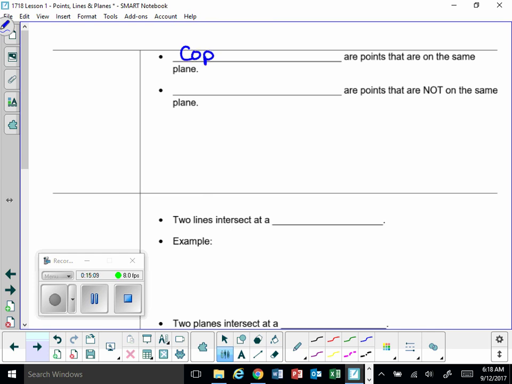Coplanar points are points on the same plane. So let's draw a plane here. A, B, C. We could say points A, B, and C are coplanar.